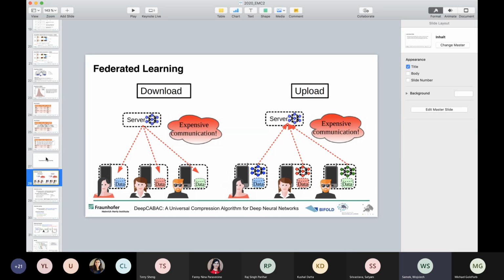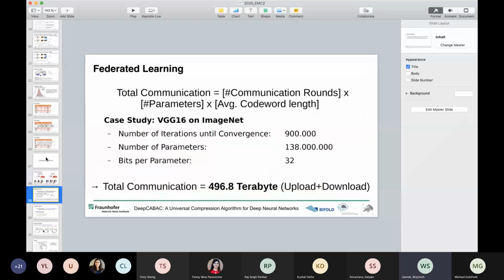Okay, and in federated learning, things go even further, because here you are not just sending things one time, but you are constantly communicating neural network updates, parameter changes. You have an upload and download link. And if you did it very naively, for example for VGG16 on ImageNet, and communicated all the parameters every round, every step you do, every training iteration, you would end up with almost 500 terabytes of communication, which of course nobody would do, and it would not work out. It would be way too much.